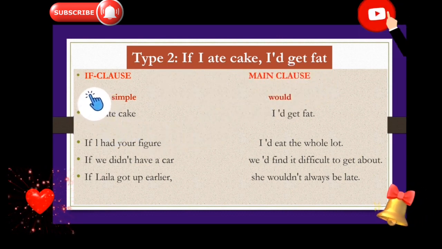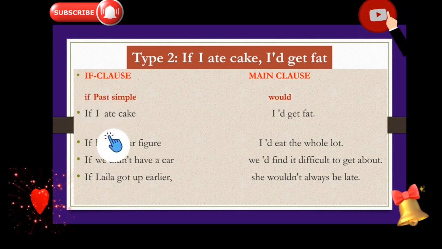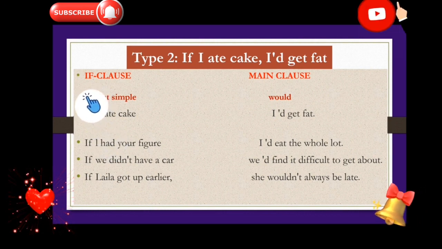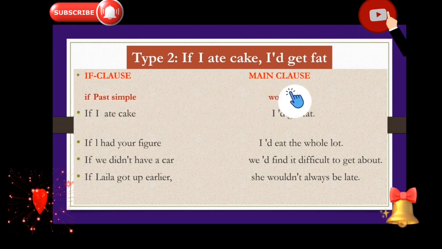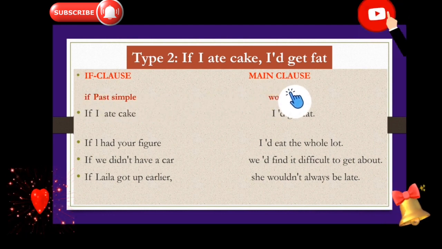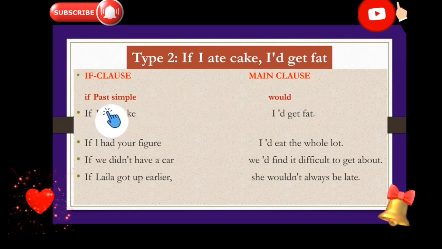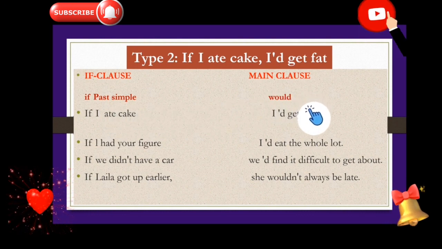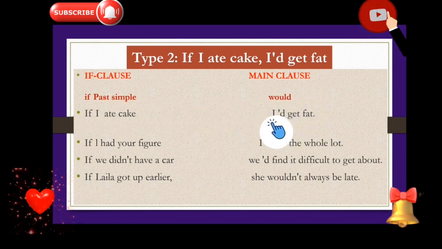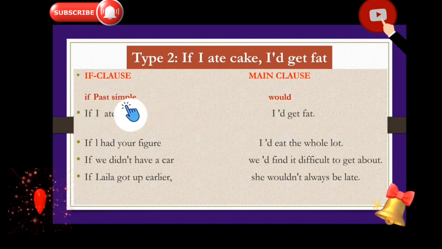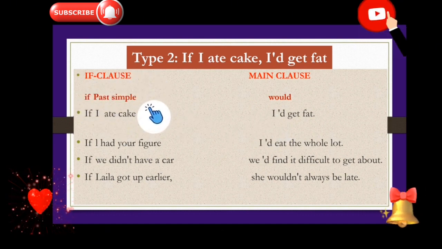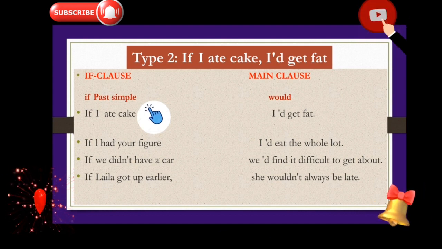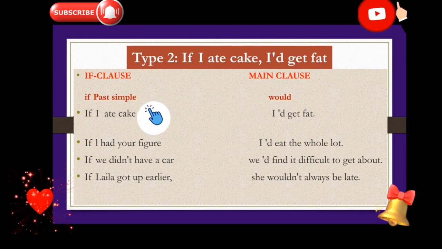So again, here we focus first on the structure and then we'll give some examples. The structure of the type 2 conditional clause: here we have the if clause, and here we have the main clause. In the if clause we use the simple past tense, which gives present meaning, and in the main clause we use would or another modal auxiliary verb. Remember that we are using past tense, but we are not referring to past time. We are referring to present time, in which something is unreal, something is not real.